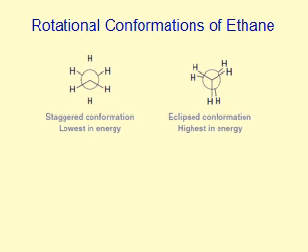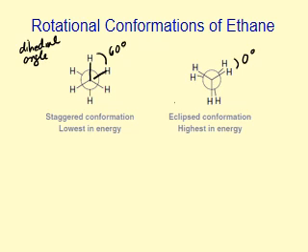Typically, a dihedral angle would be an angle between 2 planes. In this particular case, it's an angle defined between the 2 bonds, or also between these 3 atoms. In the staggered conformation, the dihedral angle will be 60 degrees. In the eclipsed conformation, it will have a 0 dihedral angle.